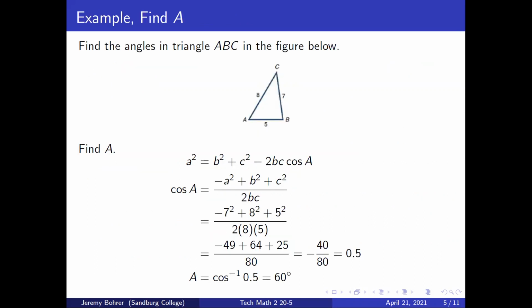Find the angles in triangle ABC in the figure below. Find A. a squared equals b squared plus c squared minus 2bc times cosine A. So cosine A equals negative a squared plus b squared plus c squared over 2bc, which is equal to negative 7 squared plus 8 squared plus 5 squared divided by 2 times 8 times 5, which equals negative 49 plus 64 plus 25 over 80, which is negative 40 over 80. Sorry, that should have been positive 40 over 80. Sorry about that, which is 0.5. So A equals the inverse cosine of 0.5, which is 60 degrees.